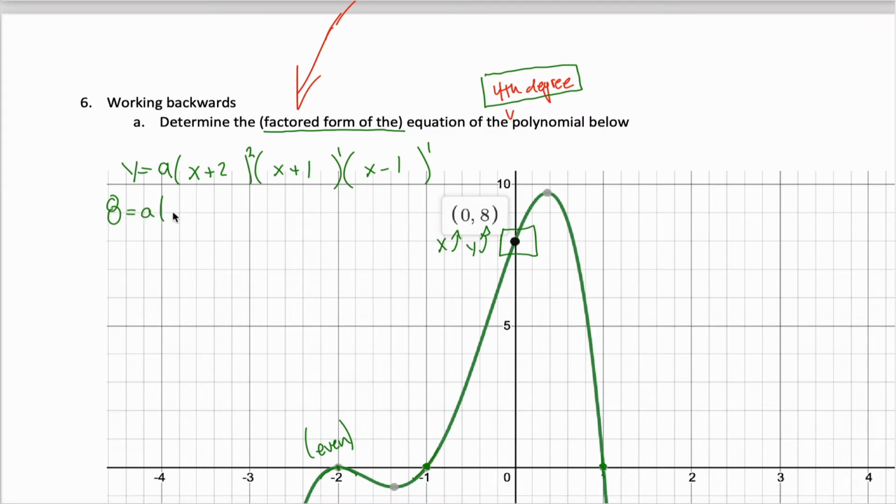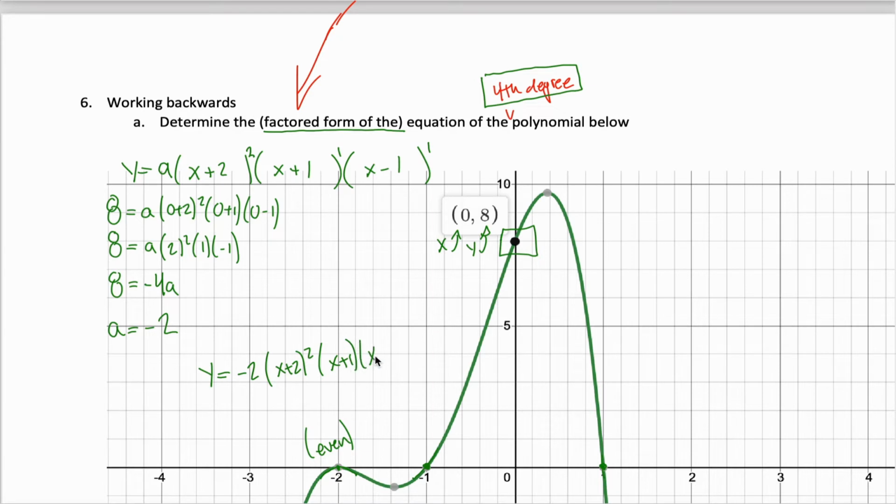8 equals a times 0 plus 2 squared times 0 plus 1 to the first power times 0 minus 1 to the first power. What I have is an equation with only one unknown, the letter a, so I can solve for a. I got 8 equals a times 2 squared times 1 times -1. I got 8 is equal to 4 times -1, or -4a. Divide both sides by -4, and we get that a is equal to -2. What that means is that the factored form of this equation, the answer to this question, is y equals -2 times x plus 2 squared times x plus 1 times x minus 1.